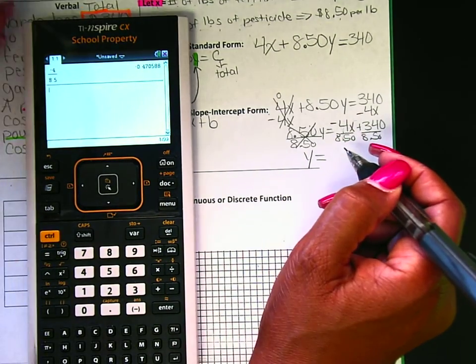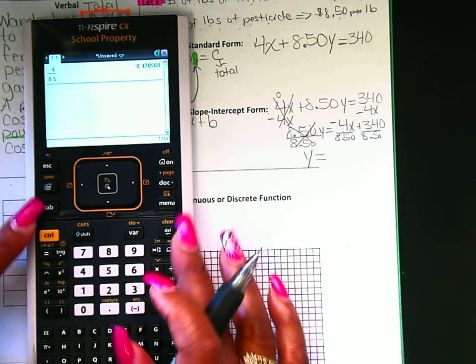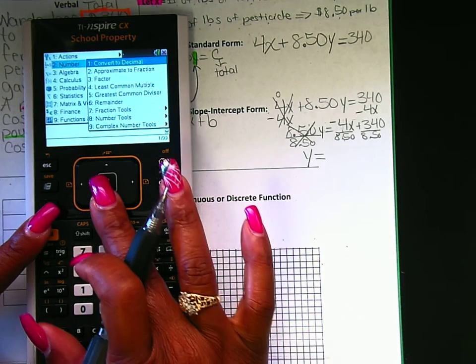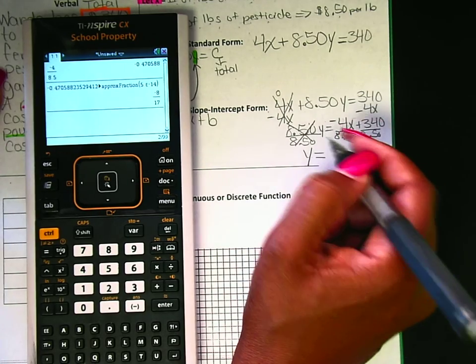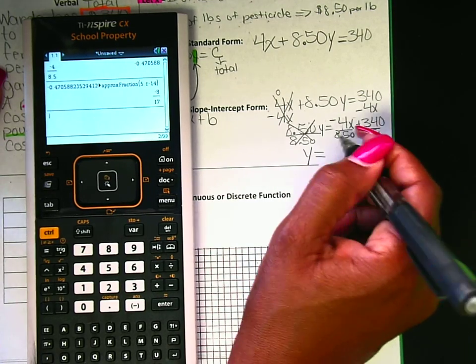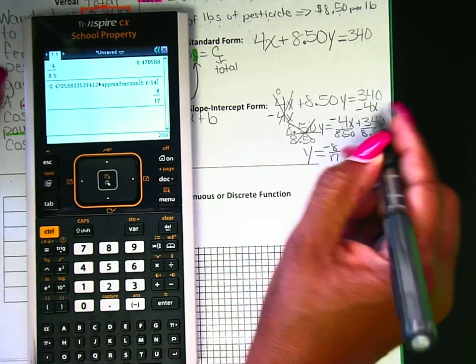You probably say, why don't you do it as a slope? I mean, as a fraction. If you want to see it as a fraction, all you have to do is go to menu, number, enter, go to approximate fraction, enter. And it'll give it to you as negative 8/17 x. So you can put it either way. I'll go ahead and put it there since you guys are used to seeing fractions for your slope.